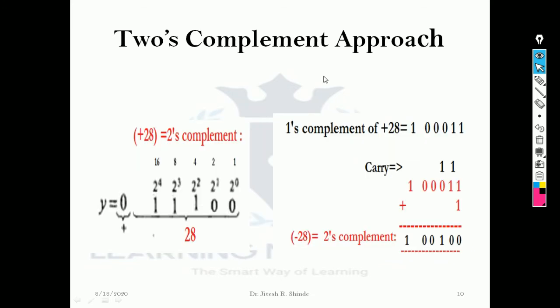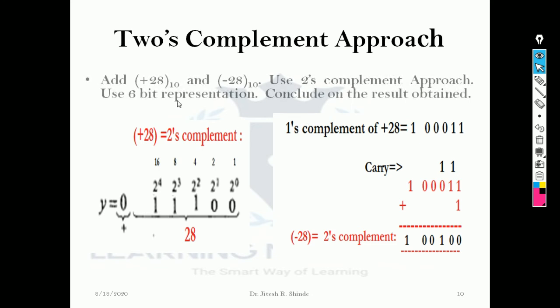Okay, now let's see an example. Add plus 28 with minus 28. Plus 28 you can obtain using sign magnitude, 1's complement, or 2's complement approach. In all the cases the answer will be the same. Here the 6-bit representation is to be used. So the answer for plus 28 is 0 1 1 1 0 0.